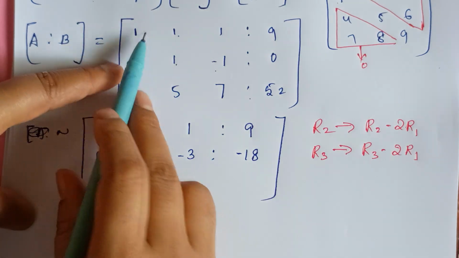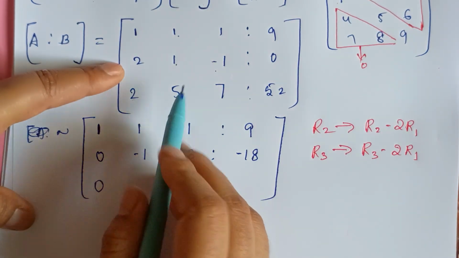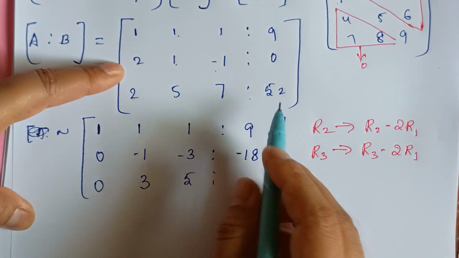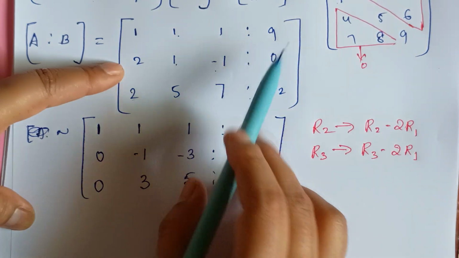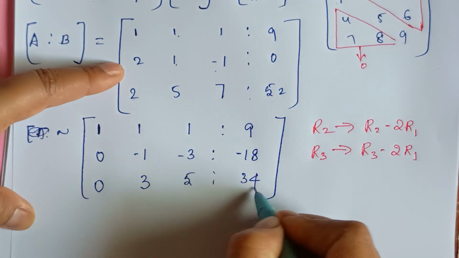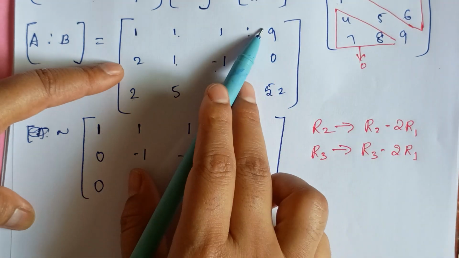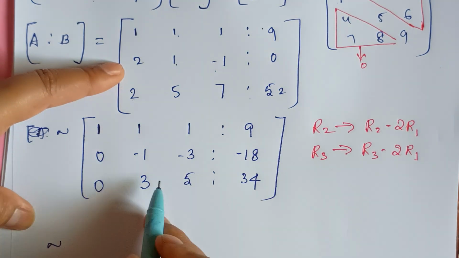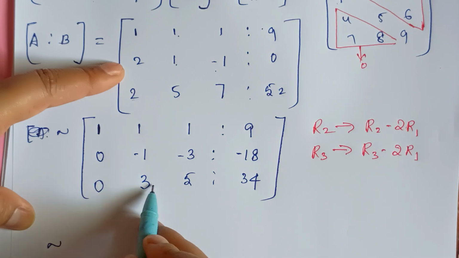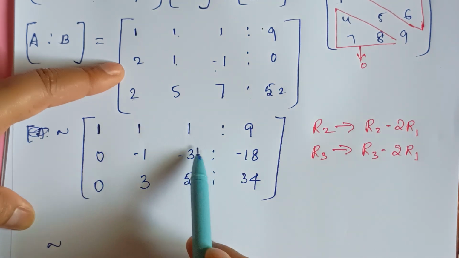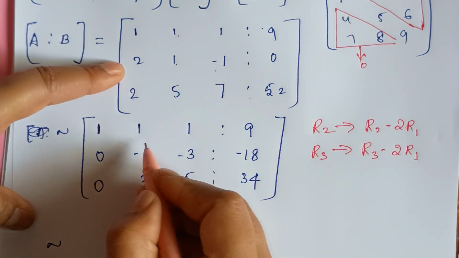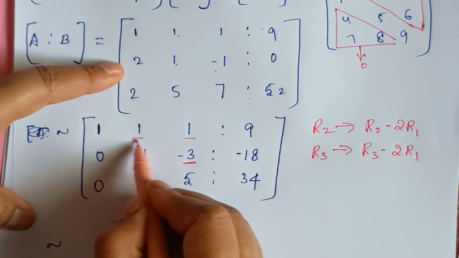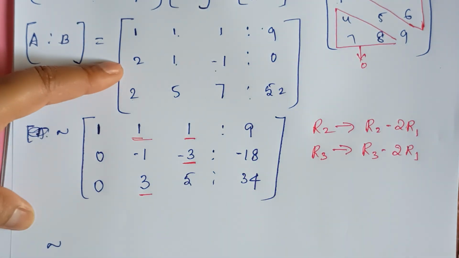If I do this, 2 minus 2 is 0, 5 minus 2 is 3, 7 minus 2 is 5, and 52 minus 18 is 34. 9 twos are 18, right? So 52 minus 18 is 34. Now I have got these to 0. I want to reduce this to 0, and then this. Now these elements in the matrix are remaining. I have to convert these into zeros.